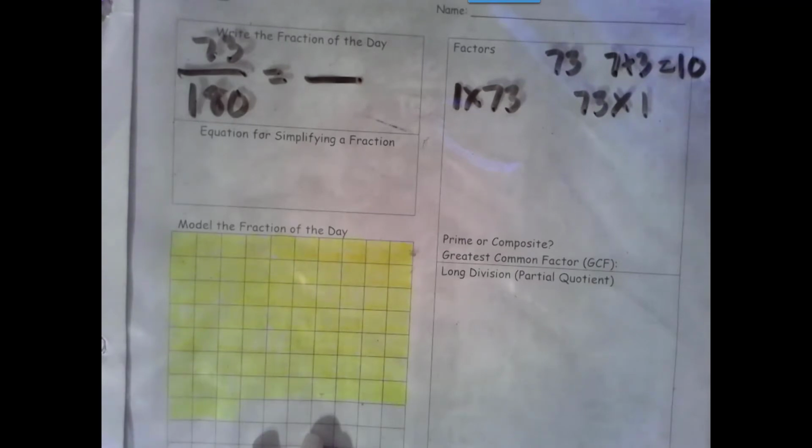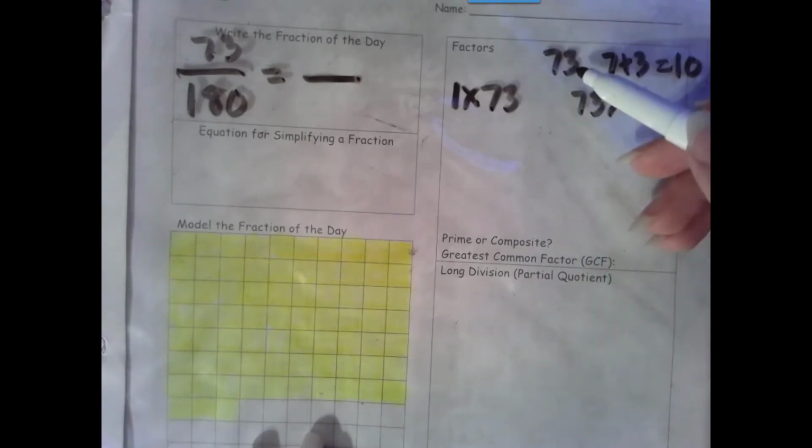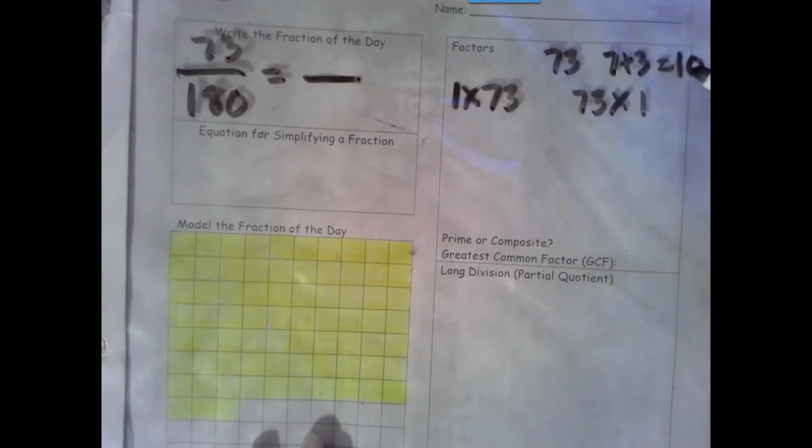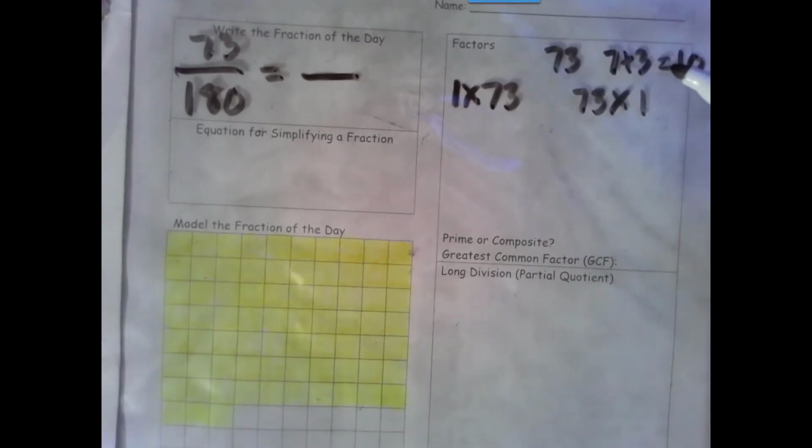We try 5. The rule for 5 is that it ends in a 0 or 5. It ends in a 3, so 5 is not a factor. We try 7. 7, 14, 21, 28, 35, 42, 49, 56, 63, 70, 77. 73 is not in that list, so 7 is not a factor. We try 9. We add the digits together. We get 10. 10 is not a multiple of 9, so 9 is not a factor. We try 11. 11, 22, 33, 44, 55, 66, 77. 73 is not in that list, so 11 is not a factor.